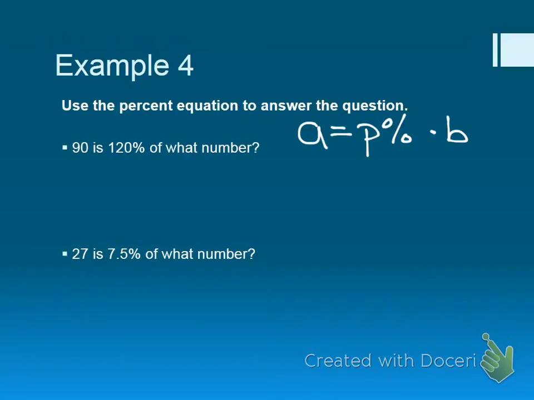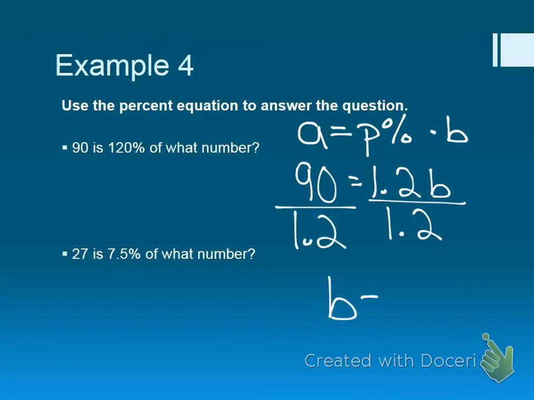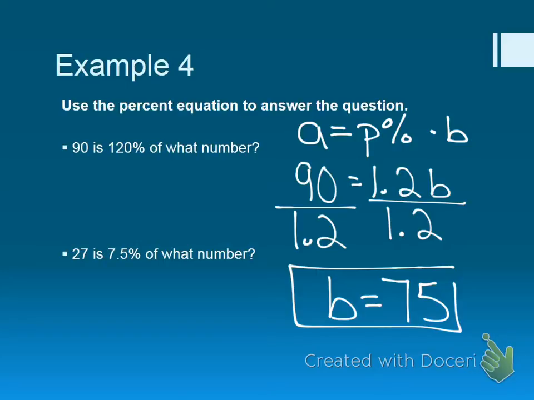So substitution, pay attention to the screen. Are you done with the first one? I'm done with both. 90 equals, what's 120% as a decimal? 1.2B. Divide both sides by 1.2. B equals 75. Who got 75? Couple of you? Didn't get it? You see where you went wrong? So close. Okay. All right, next one.